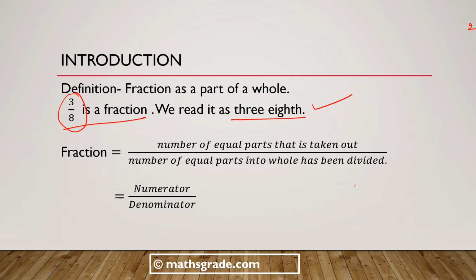So a fraction is the number of equal parts taken out divided by the number of equal parts into which the whole has been divided. The top number is called the numerator and the bottom number is called the denominator. So a fraction is the number of equal parts taken out divided by the total number of equal parts into which the whole has been divided. So a fraction is numerator divided by denominator, and the top number is called the numerator and the bottom number is called the denominator.